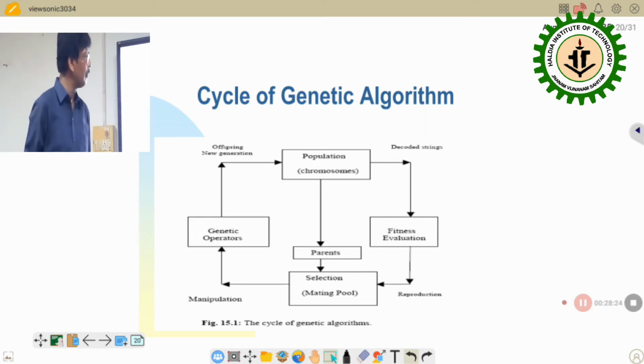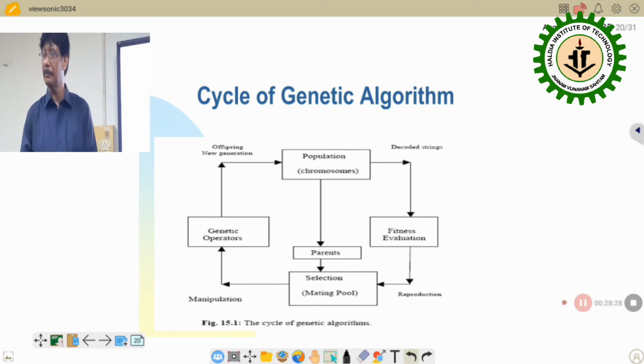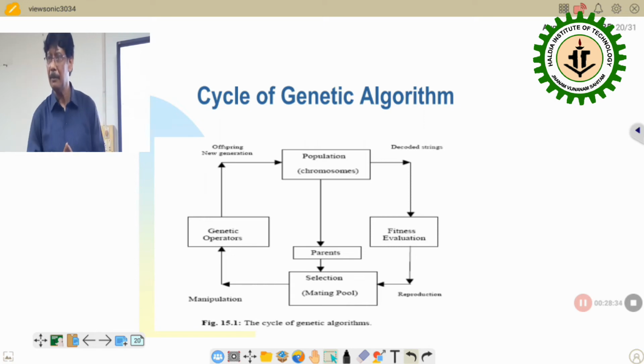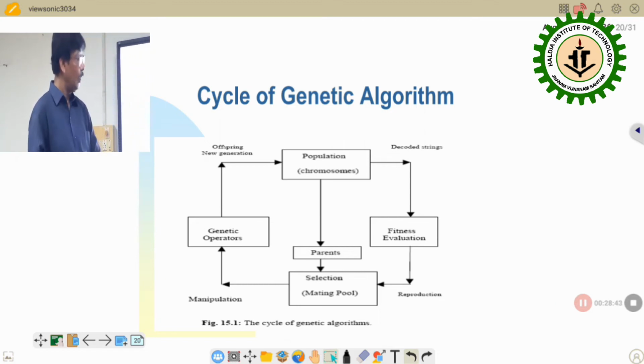So this is the whole cycle of the genetic algorithm. First you see the population is chosen. It is chosen randomly. Then the fitness value. You have to put those random solutions in the function, and find out the fitness value. And here there is reproduction. Reproduction means they are being made ready. Which chromosomes are being made ready to produce the next generation offspring. So they will go to the mating pool.